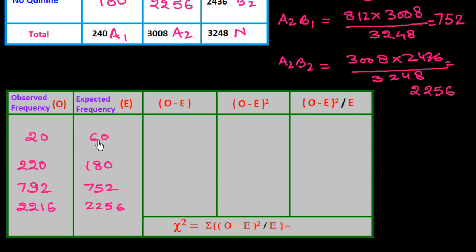So 20 minus 60 is minus 40. 220 minus 180 is plus 40. And 792 minus 752 is plus 40 again. And 2216 minus 2256 is minus 40 again. Now we get the square of these all. The square of minus 40 is 1600. The square of all is 1600.